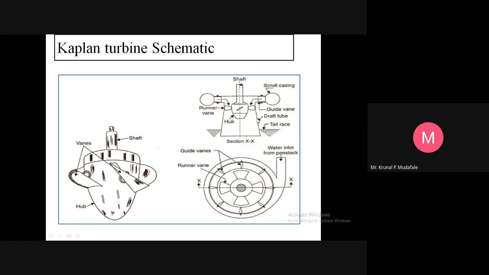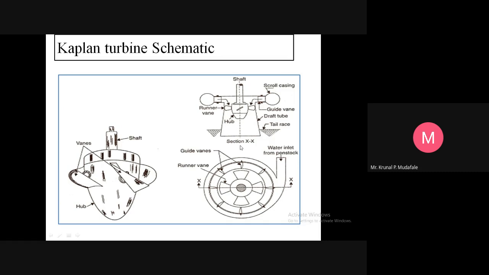Then the draft tube, which is used to release the pressure, just opposite to the nozzle, with maximum efficiency to release the water pressure without any damage to the turbine. Then that is the tail race. Tail race means the base of the section. So this is the shaft at the section XX.